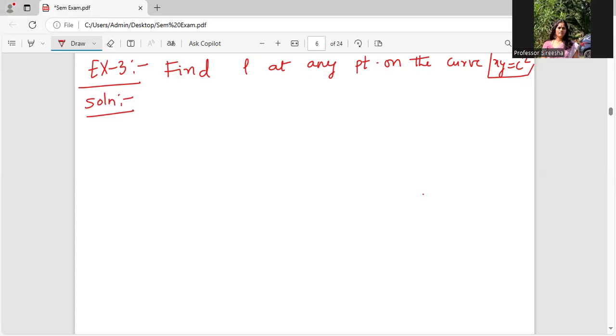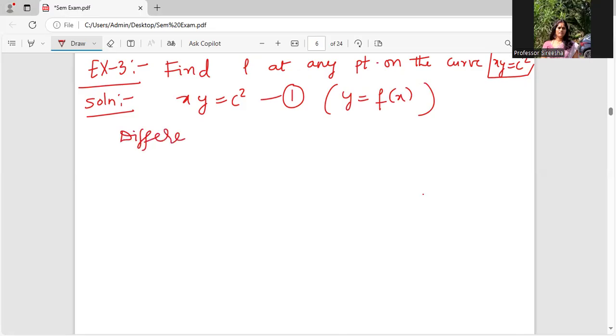I'll assume that the curve is of the form y is equal to f of x. xy is equal to c square is my equation. See, I will just write here for your information: y is equal to f of x is my curve. That's what I assume by default. If anything goes wrong, then I'll recheck and then use the second formula.